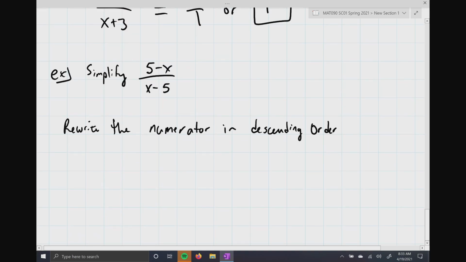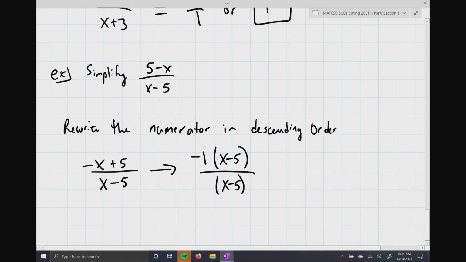All right, so negative x plus 5 over x minus 5. Now, if I really take a step back and just look at this, in the numerator, the x is negative. In the denominator, it's positive. Opposites. In the numerator, the 5 is positive, but in the denominator, the 5 is negative. Opposites. So you could look at this one of two ways. You can, in the numerator, factor out a negative 1, because remember, factoring out a negative 1 switches signs. That's all it does.